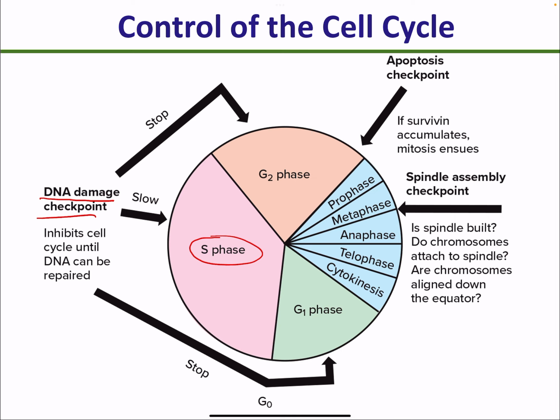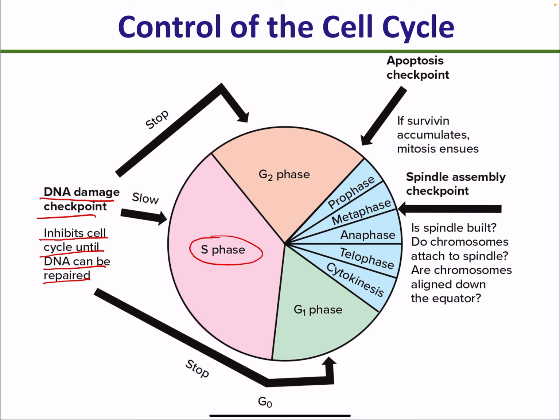These checkpoints are checking for the integrity of the cell, integrity of DNA, and also is the DNA going to be able to be distributed properly, with the daughter cells being prepared to receive the exact same amount of genetic information, right? So now we have inhibition of the cell cycle so that DNA can be repaired. If that fails to happen, the cell will undergo apoptosis, right?